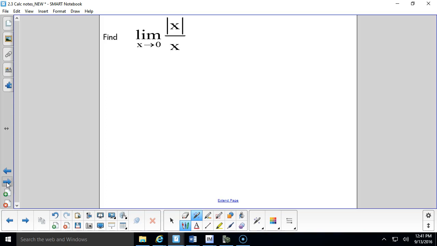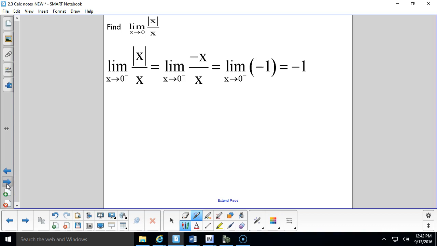Second example. Find this limit. Oh, look, it's an absolute value. Therefore, I'm going to need to show both sides of this. So first thing I'm doing is looking at the limit from the left. When I look from the left, the absolute value is going to make this negative, so I need to choose the opposite of that number. And so x divided by x cancels, leaves negative 1.